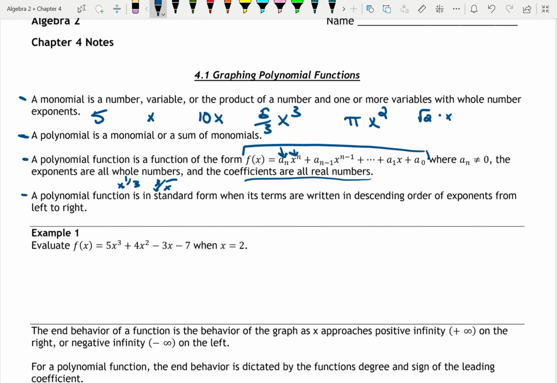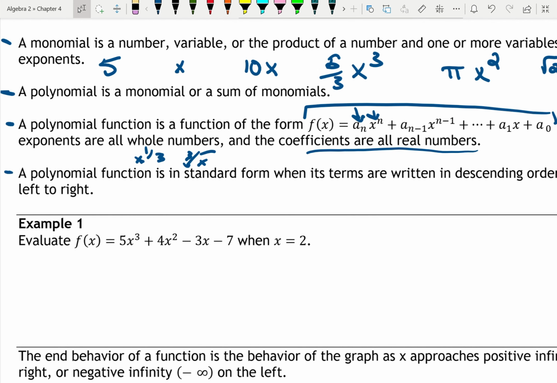Right here, a polynomial function is in standard form when the terms are written in descending order of exponents from left to right. So that means that you put the biggest exponent first. The standard form of a parabola is like this, where we have y equals ax squared plus bx plus c, right? We have degree 2, then we have degree 1, and then we have degree none, or degree 0.